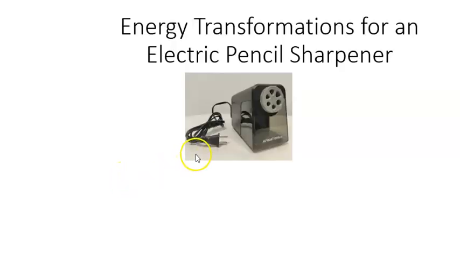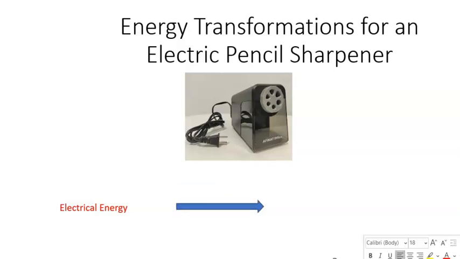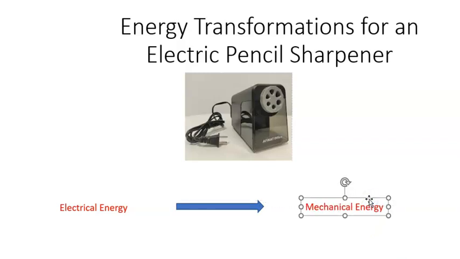All right, so like I said, we have our electric pencil sharpener. I have a picture here showing the plug. So we're going to begin with electrical energy, so go ahead and write electrical energy. And then remember, we use an arrow to signify an energy transformation is about to happen. And now we're going to put mechanical energy. So electrical energy to mechanical energy.